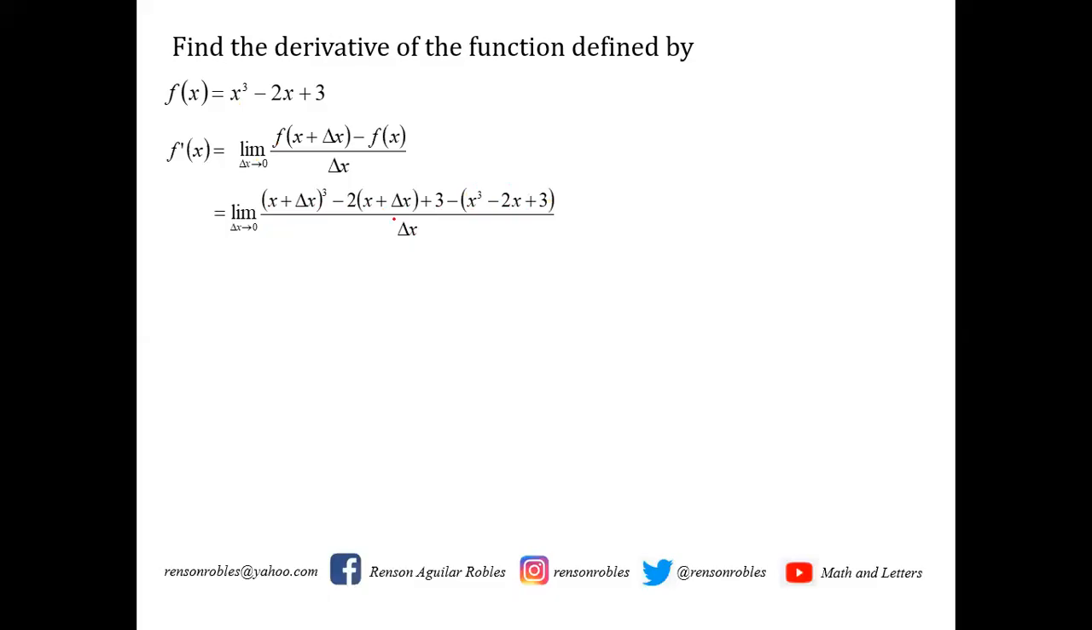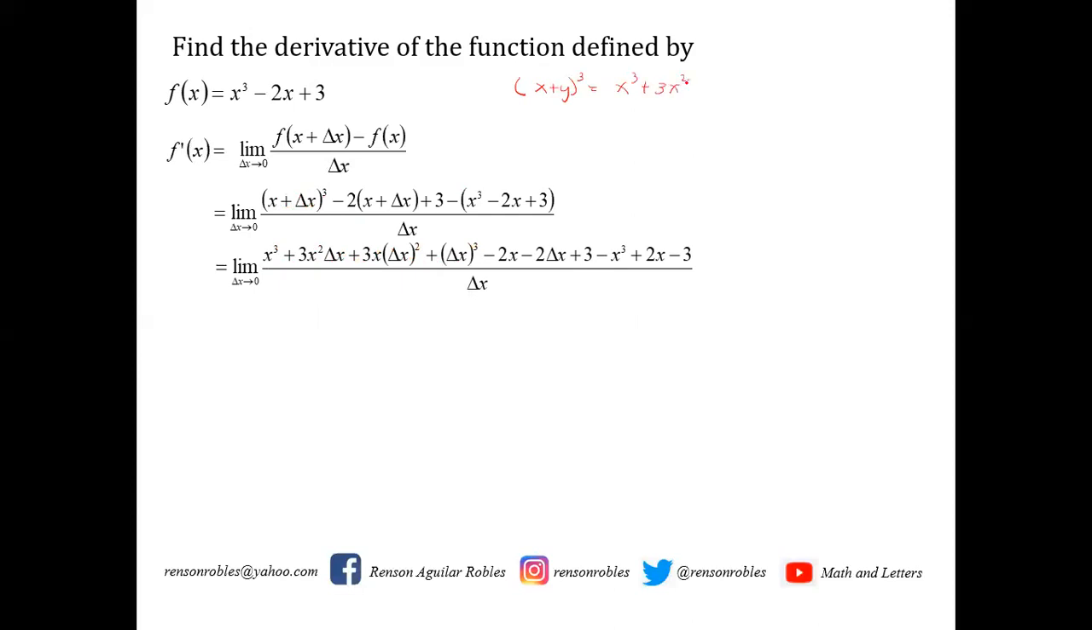Then we can eliminate this delta x by simplifying the numerator. x plus delta x to the third power is x cubed plus 3x squared delta x plus 3x delta x squared plus delta x cubed. You shall recall the cube of a binomial of this form, which is equal to the cube of the first plus thrice the product of the square of the first and the second plus thrice the product of the first and the square of the second plus the cube of the second. Then plus 3, minus the quantity x cubed minus 2x plus 3.